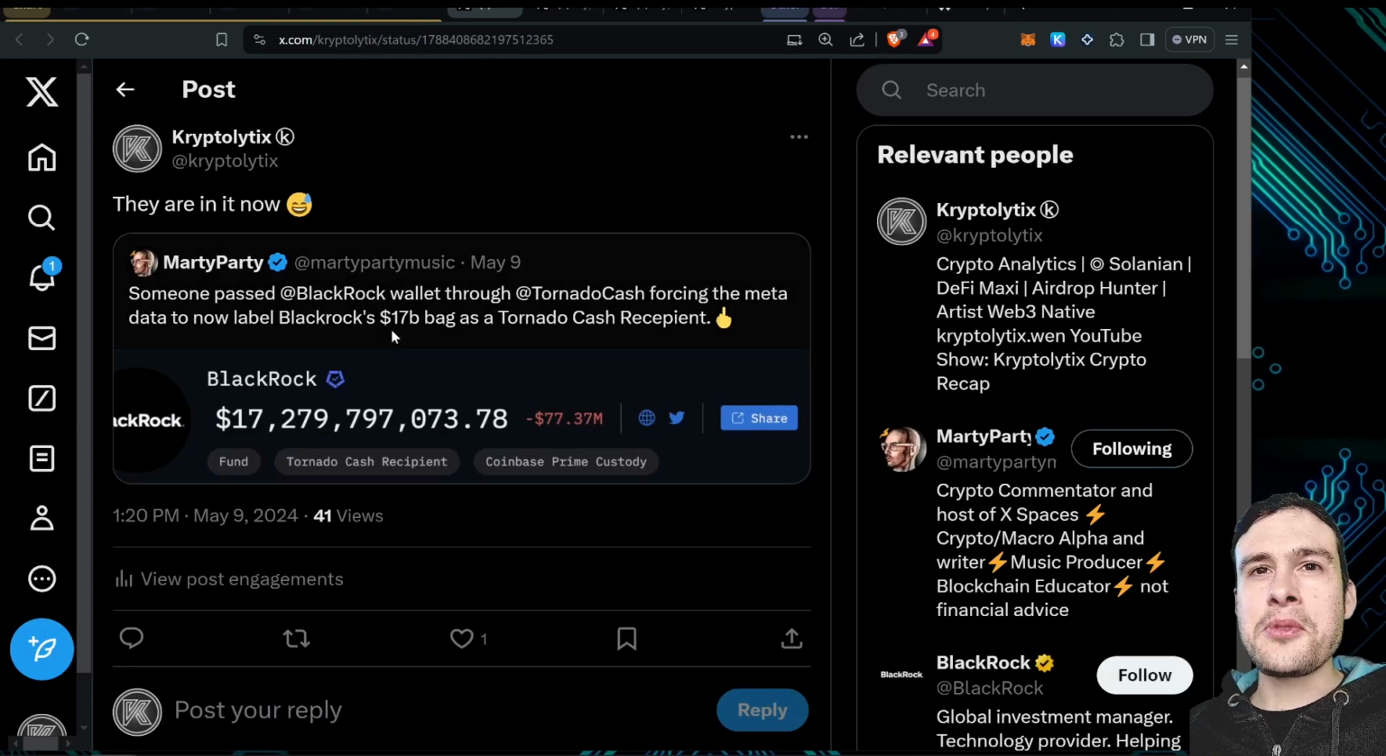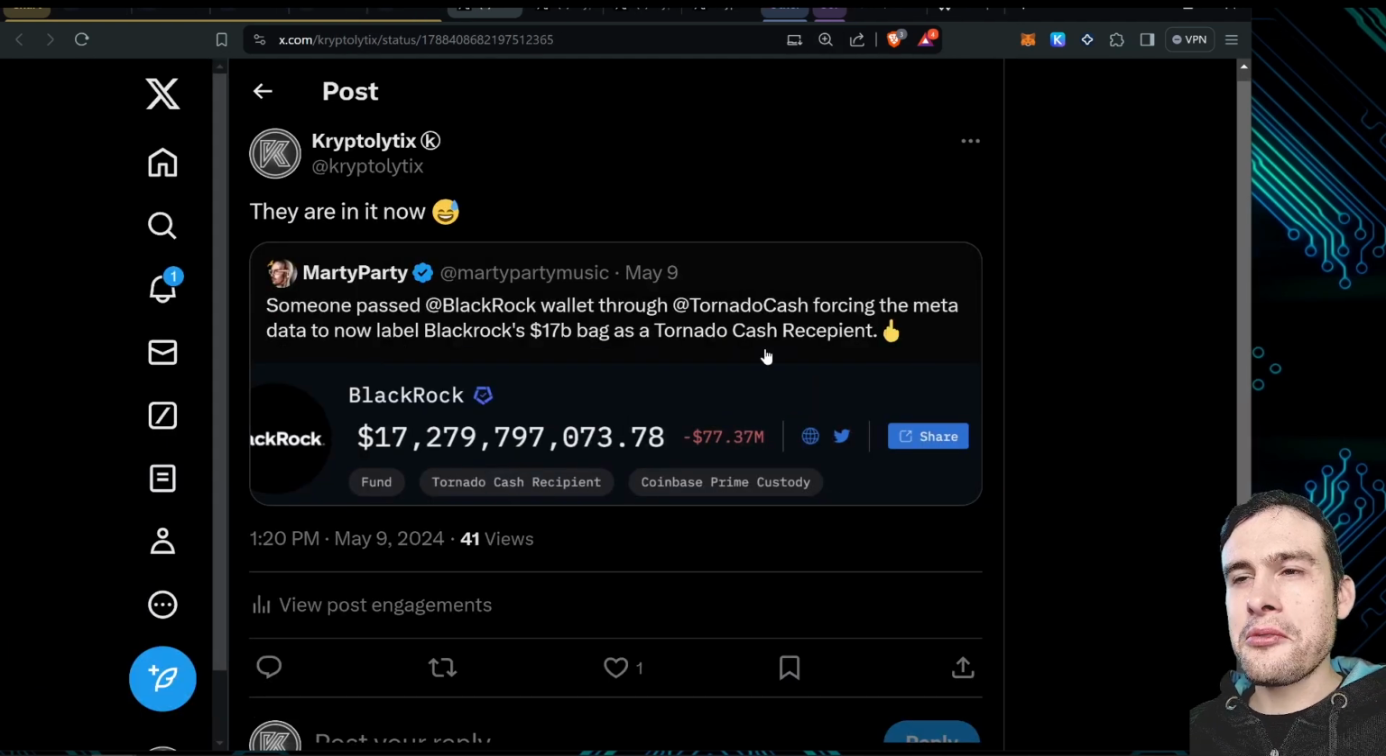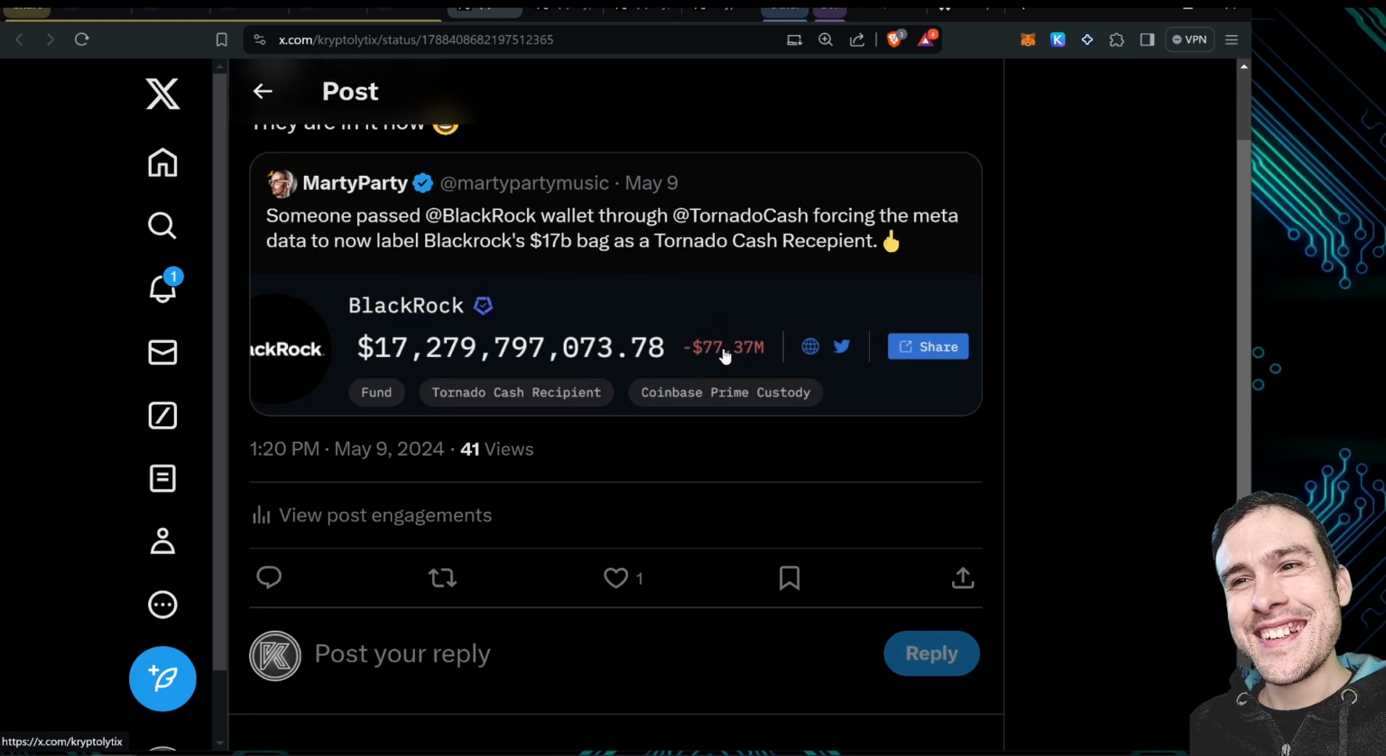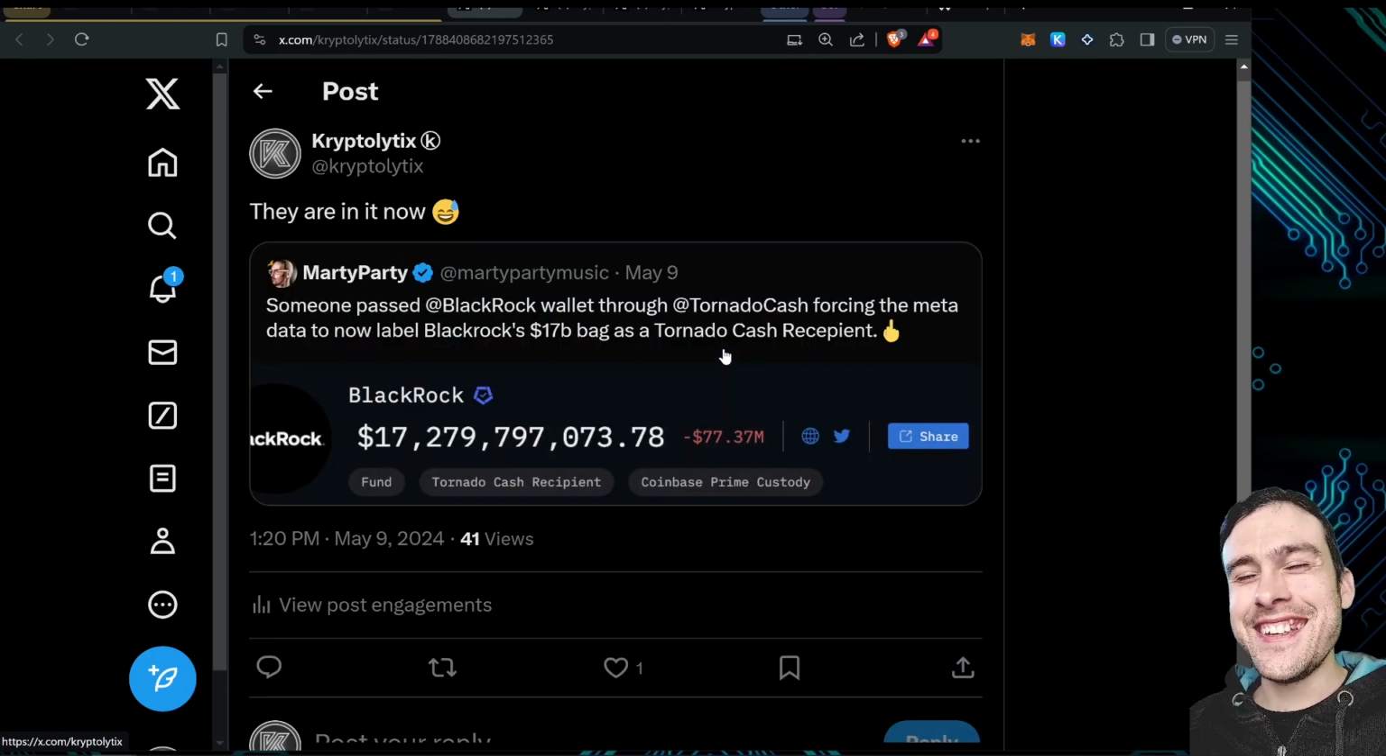Another thing I saw that I thought was pretty funny is that someone passed the BlackRock wallet through Tornado Cash. So now it's forced the metadata to label BlackRock's $17 billion bag as a Tornado Cash recipient. I love crypto degens. So funny.